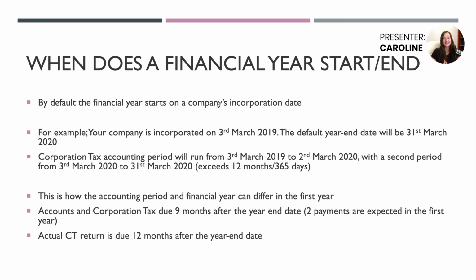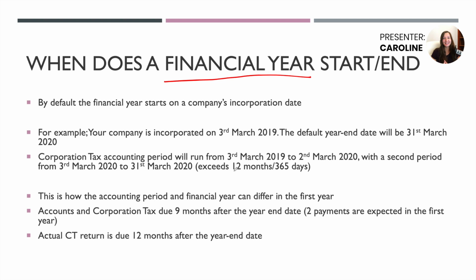Alright, when does a financial year start and end? This is for companies, not related to the tax year. By default, the financial year starts on the company's incorporation date and ends 12 months later at the end of the month. So for example, you incorporate a company on the 3rd of March, the default year end will be 31st of March 2020. The corporation tax accounting period will run from the 3rd of March to the 2nd of March 2020, with a second period from the 3rd of March 2020 to the 31st of March 2020.